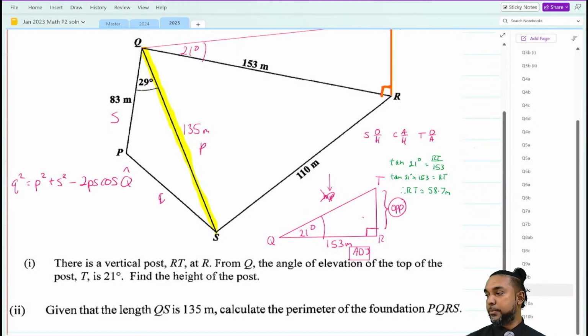So what I'd like you guys to do for me, please, is using the cosine rule and the values of 83, 135 for the lengths, and 29 for the angle, sub them in the formula there, the equation there, and solve for the value of q.